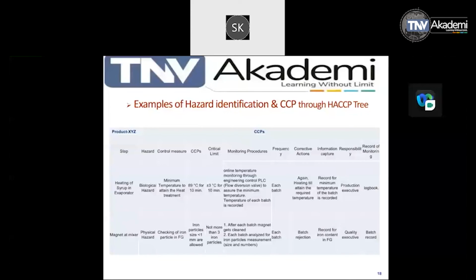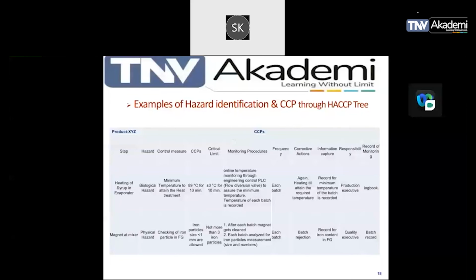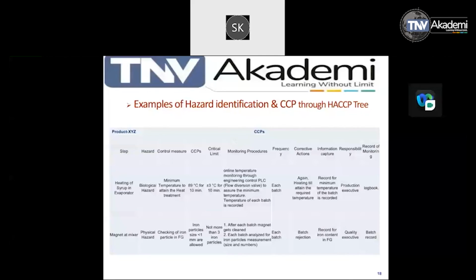Later on you start the monitoring procedure, like online temperature monitoring through the engineering control. If you have engineering control, you can track it there. Or if you have a manual setup, you can read it out and enter the temperature in the manual record book, because it is based on the process and the equipment the organization has.